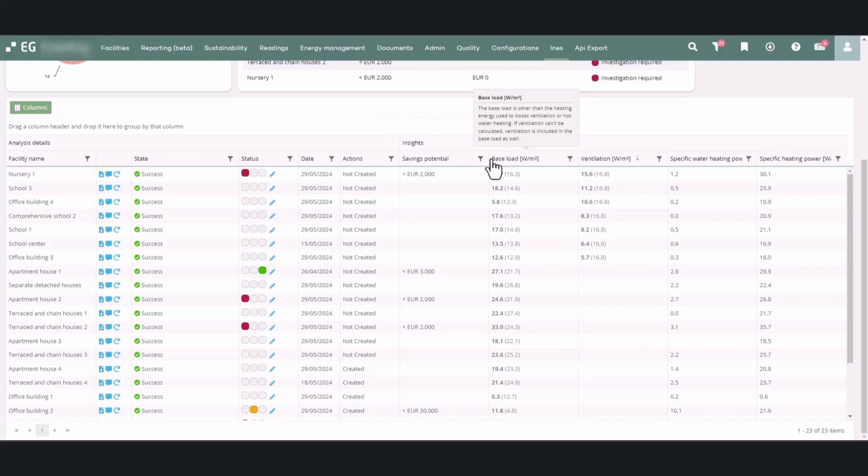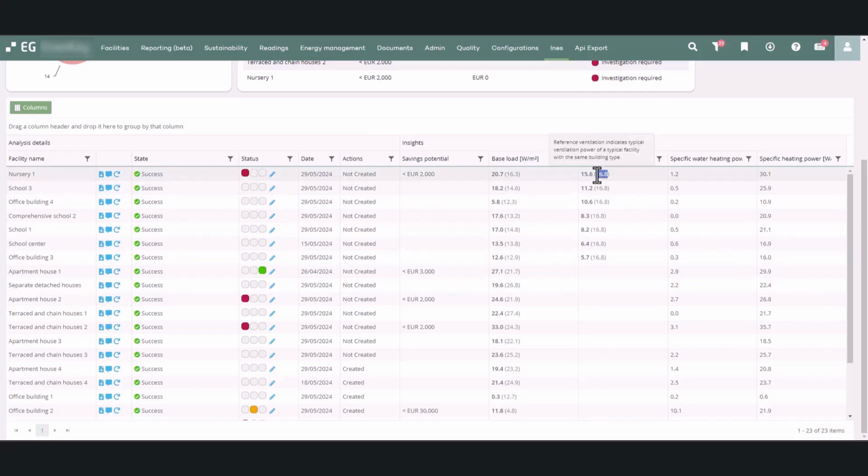The baseload column shows the heating base load of the building per square meter at an outdoor temperature of 0 degrees Celsius. If the building has continuous ventilation around the clock, it is included in the baseload. In the next column, you can see the ventilation power per square meter during the building's usage hours, also calculated at an outdoor temperature of 0 degrees.